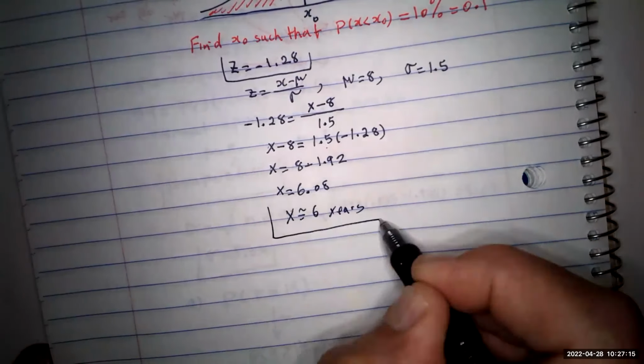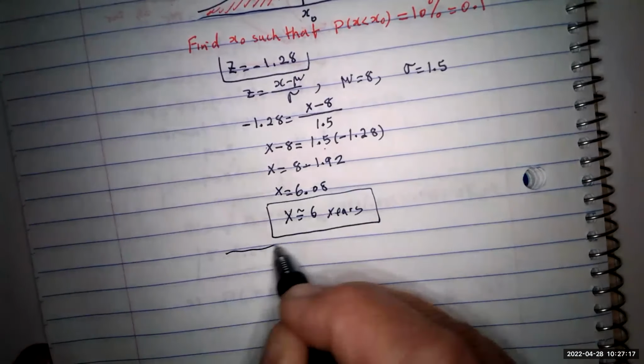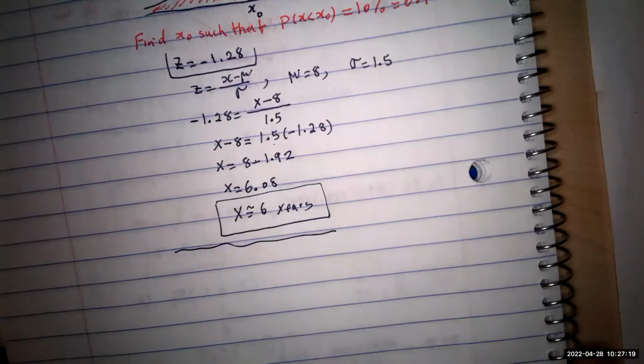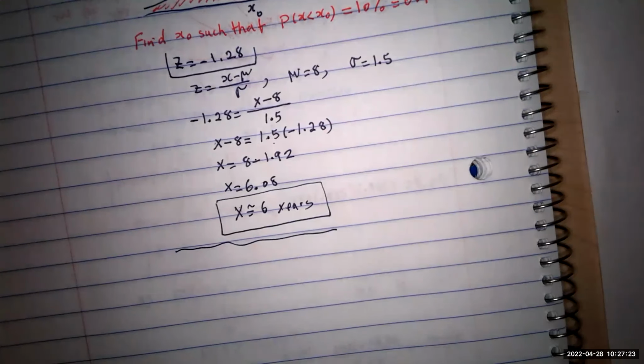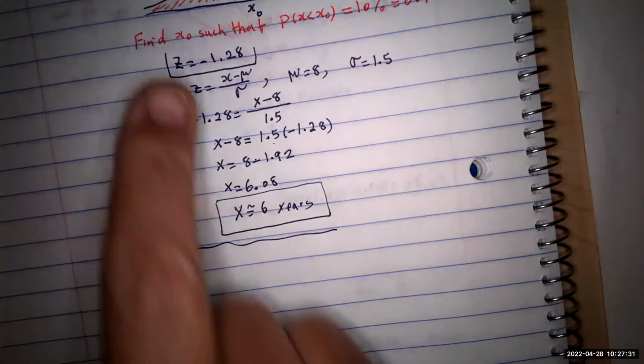If they set the time to be 6 years, then they are going to replace only 10% of those TV sets, if you like. Any question? Now, if you want to do it with your calculator, you have to set up the curve.